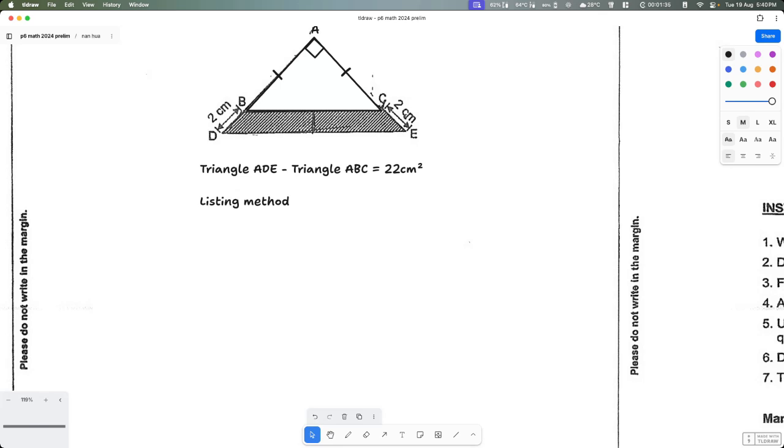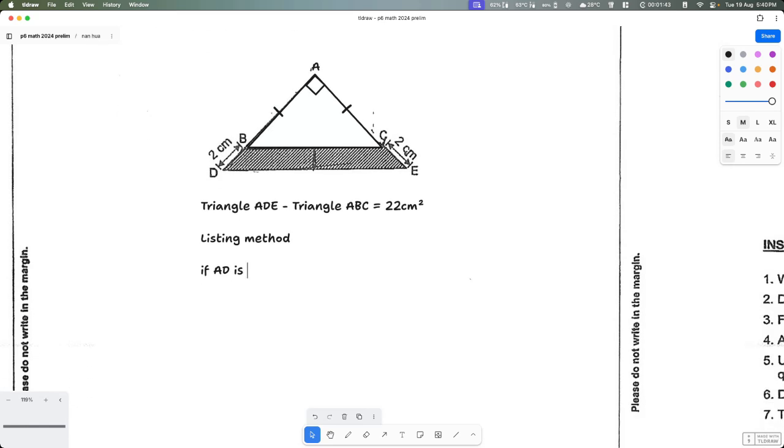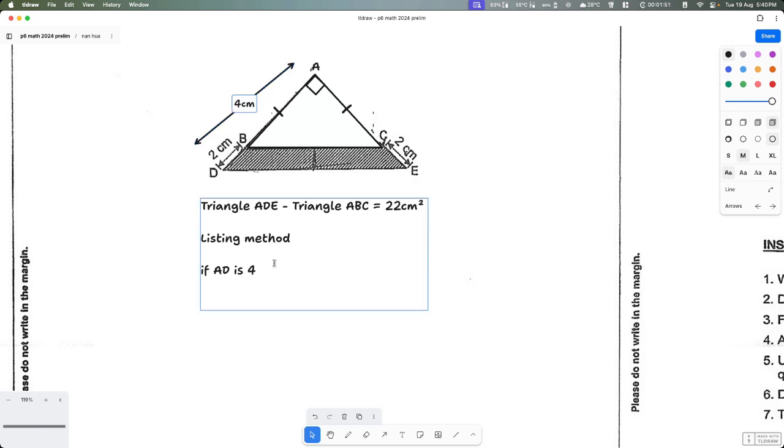So if AD is, for example, let's say AD is 4. Okay, so if AD is 4, that's not the answer, I'm just giving you an example, 4 cm, right? So then triangle ADE is basically half times 4 times 4, and then let's just put brackets so it's easier to see.